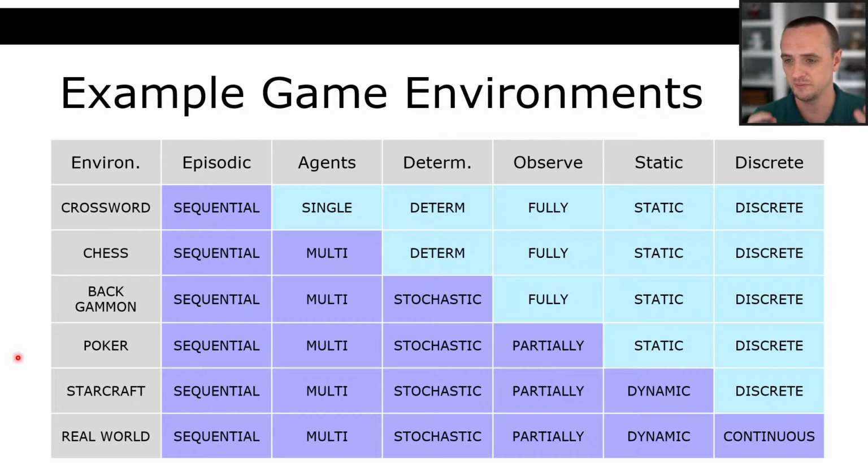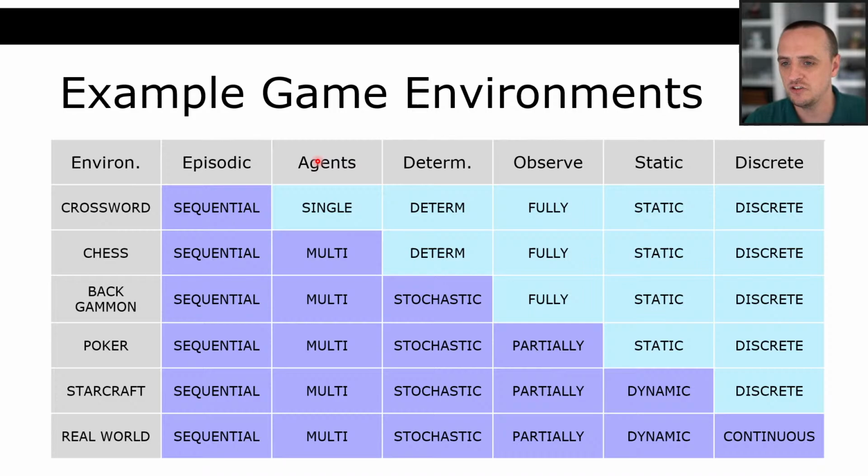So, episodic game, we're not going to talk about episodic problems. They're not interesting. They're more machine vision stuff. So all of our games here are sequential, right? So if we think about, okay, what is a game that is sequential, but all of these other things are kind of turned off, right? So it's single agent, deterministic, fully observable, static, and discrete. Well, that might be a crossword puzzle. It might be a Sudoku, right? That's the type of thing we're talking about.